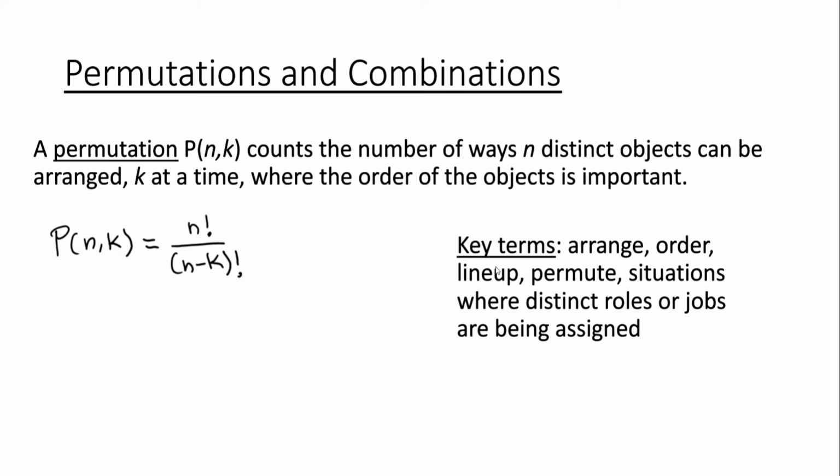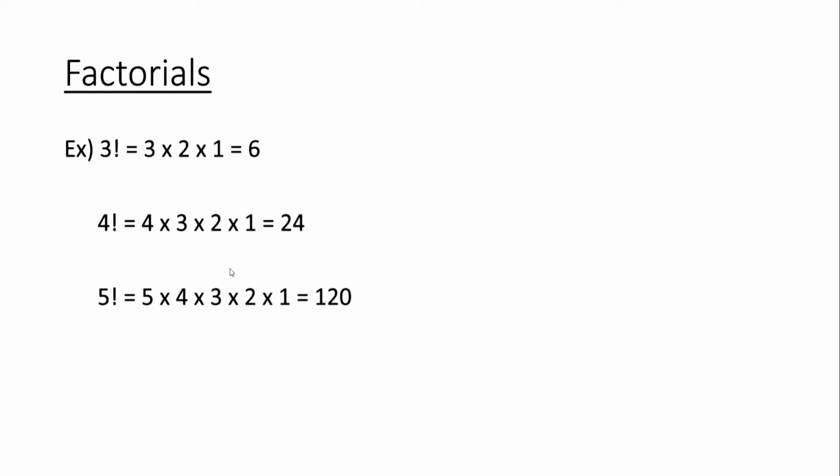Key terms that a problem is going to be a permutation problem: if you see the words arrange, order, line up, permute, or it's talking about situations where distinct roles or jobs are being assigned, it's probably a permutation problem. Now, the way this formula works is this is n factorial divided by (n minus k) factorial. So the way a factorial works is if we have 3 factorial, that would be 3 times 2 times 1, which is equal to 6. 4 factorial would be 4 times 3 times 2 times 1, which is equal to 24, and so on.